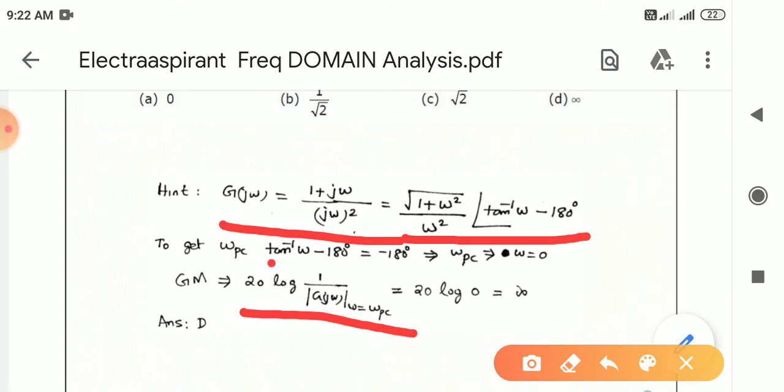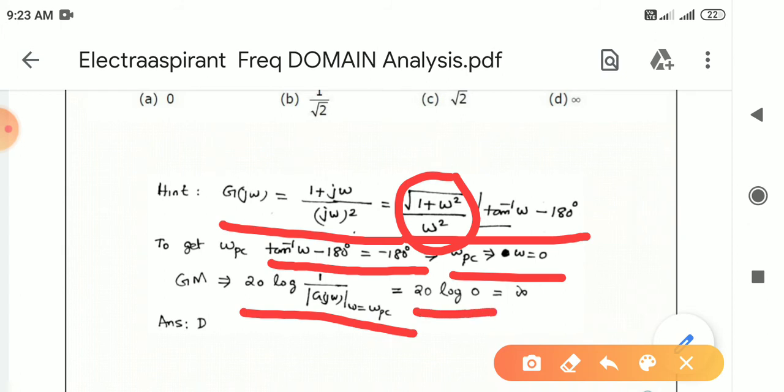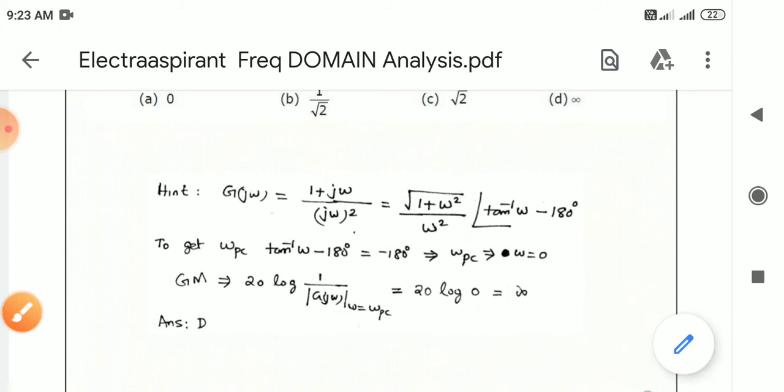Now by equating the angle expression with minus 180 degrees, we can find the phase crossover frequency, and it becomes 0. That is, when ω equal to 0, it happens. Now by substituting ω equal to 0 in the reciprocal of the magnitude of G(jω), it becomes 0. Hence the gain margin becomes 20 log 0, which is a not defined value. Hence the answer is D.